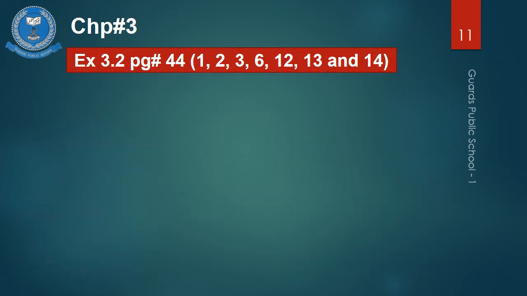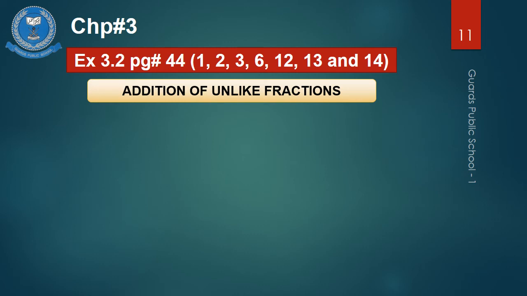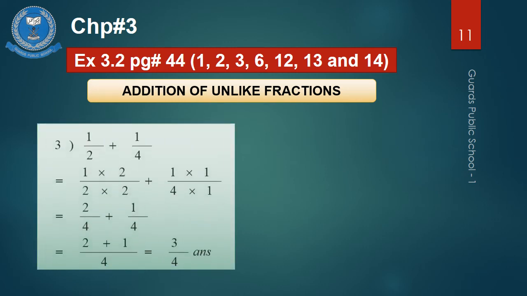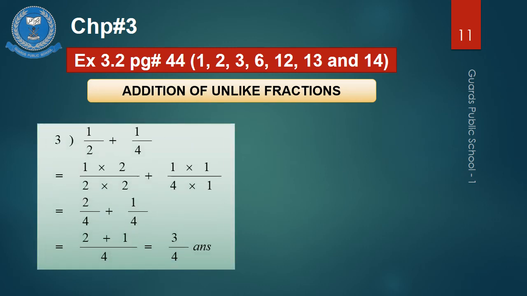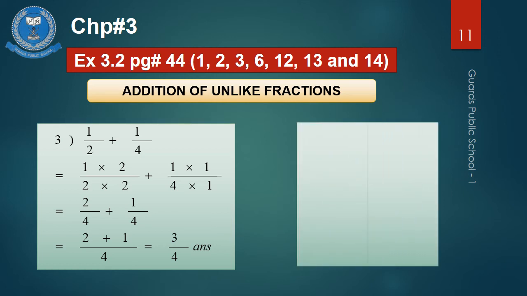Now students, exercise 3.2, page number 44, addition of unlike fractions. Now look at the given unlike fractions, that is 1 upon 2 plus 1 upon 4. We need some steps to complete this sum. Step number 1: find the LCM of the denominators of the given fractions.